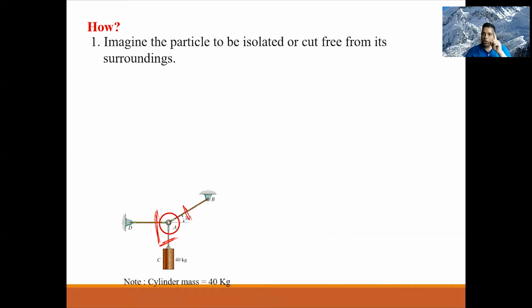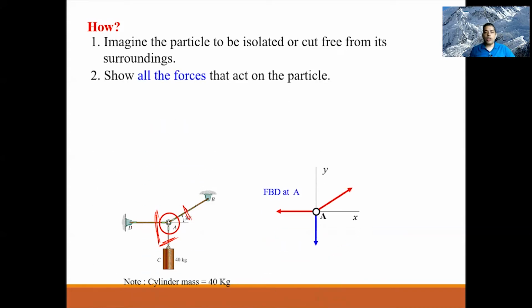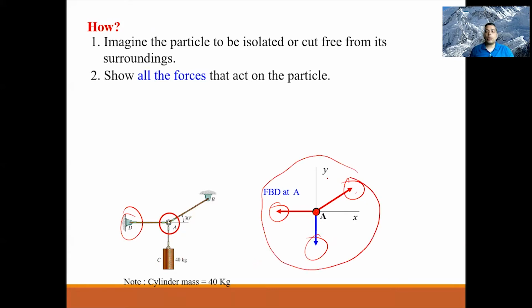Once you cut, what do you show? You cut it, but don't forget the force. You have to show all the forces. We cut it here, here, and here, and there's nothing there, but we consider the force acting on A. So what is the force acting on A? One is towards D, one is towards B, and one is downward. This kind of diagram is called free body diagram.